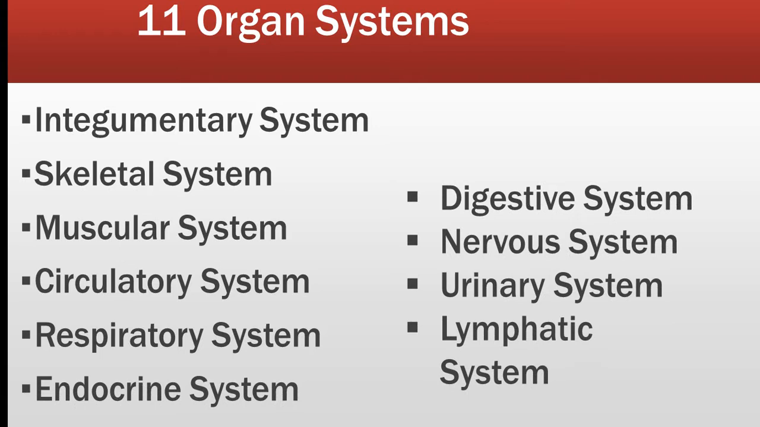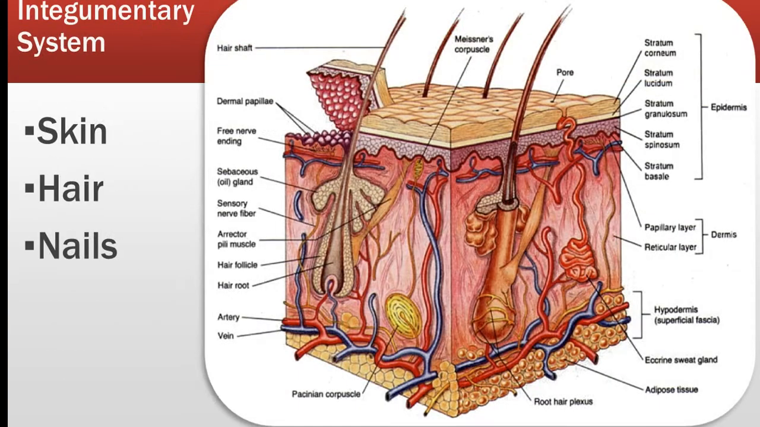Our lymphatic system, and you can see we're missing one on here, the last one, and we're not going to talk about it today, is the reproductive system. All right, let's start with integumentary. We have our skin, our hair, and our nails.